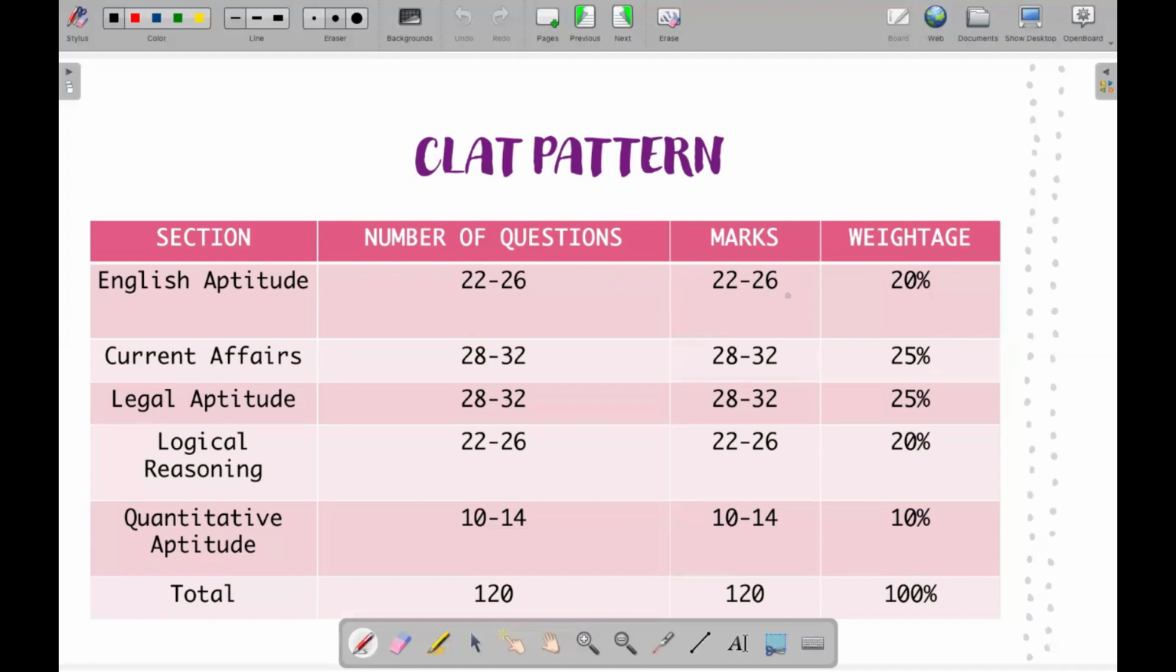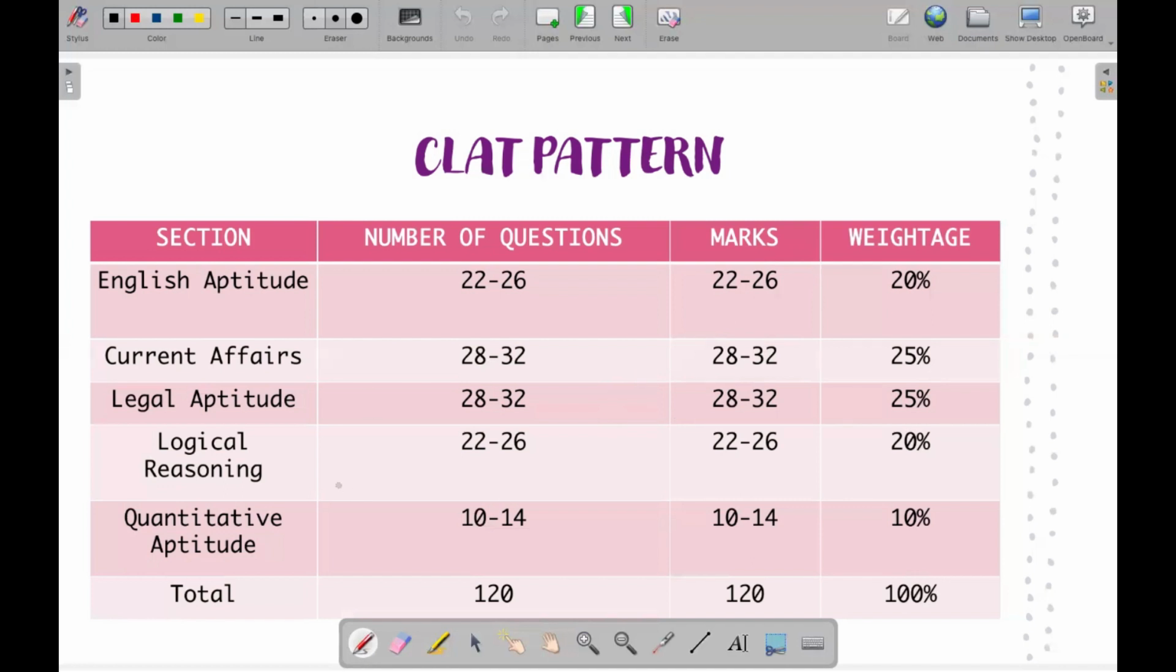The second section is current affairs. It used to be general knowledge / current affairs, but in recent times, they have solely focused, or they claim to solely focus, on current affairs. However, you will still find some questions of static GK as well, but the primary focus will remain on current affairs. The third section is legal aptitude, which again is very passage oriented now, and there will be close to 28 to 32 questions, 1 mark each, and it has 25% weightage.